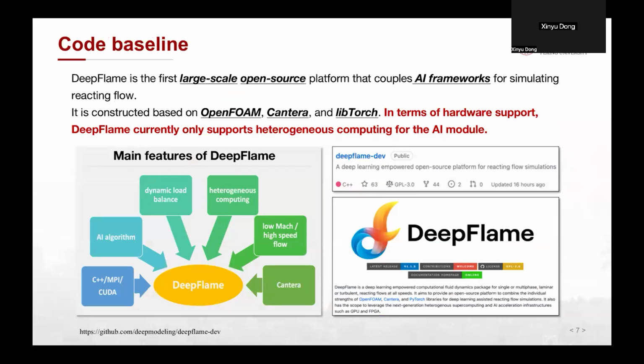Now, we need to introduce the code baseline. DeepFlame is the first large-scale open-source platform that couples AI frameworks for simulating reacting flow. This figure shows the main features of DeepFlame. It is constructed based on OpenFOAM, Cantera, and LibTorch. Here is a GitHub link of DeepFlame. You can find more information here. However, in terms of hardware support, DeepFlame currently only supports heterogeneous computing for the AI module.